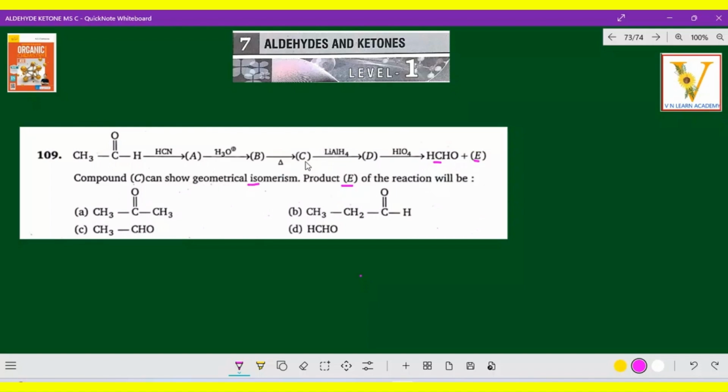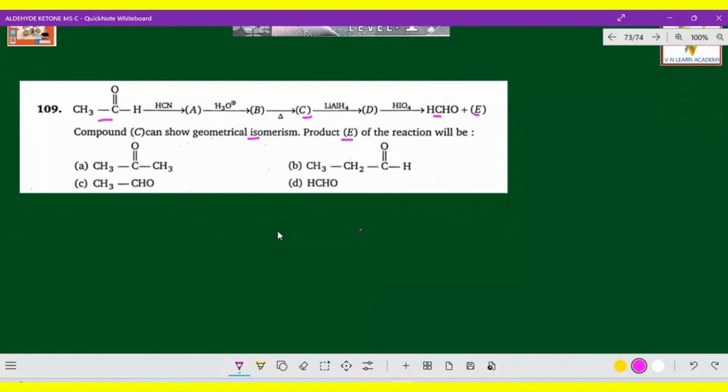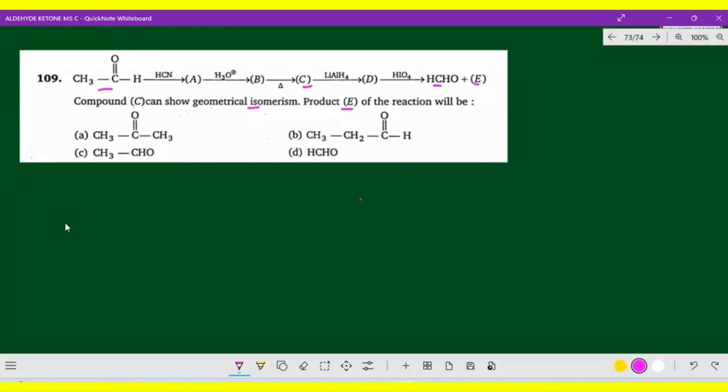Now, if we know compound C, we will come to know compound E. So here it is an aldehyde, acetaldehyde. When it reacts with HCN, it is really very interesting, like a puzzle. Okay, CH3, C double bond O, H, combined with HCN, right?